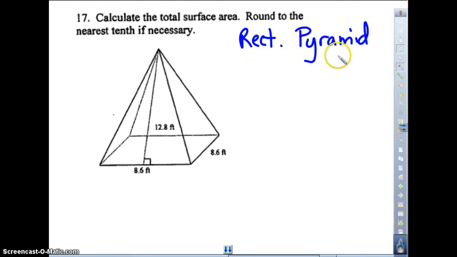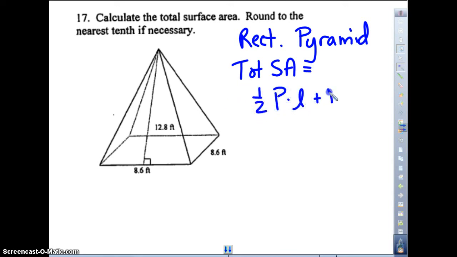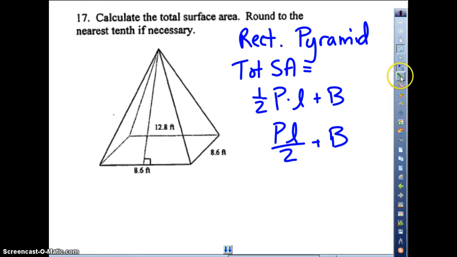Okay, I want total surface area. The total surface area formula says, I think on your formula chart, that funky L plus B. But I told my kids taking half of a number is the same as doing what? Yeah, dividing by 2. All right. Capital B stands for what? Area of the base. The base is a square.